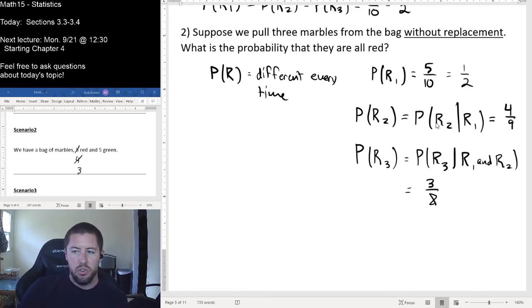If we had previously drawn a green marble, then there would be 5 out of 9 remaining that are red after the first draw, if the first draw was green. So these probabilities now, this 4 out of 9, this 3 out of 8, are dependent on the fact that we have previously drawn reds. So here, these are dependent events.